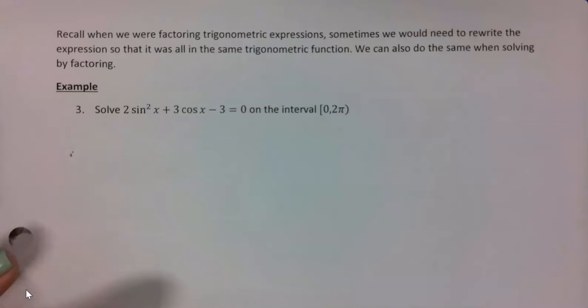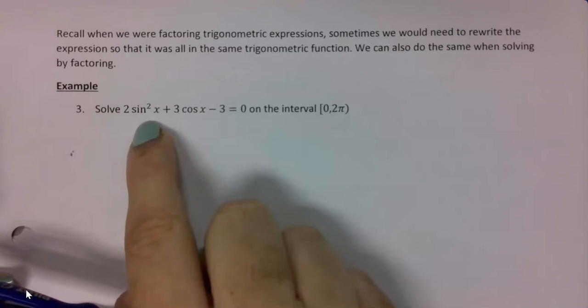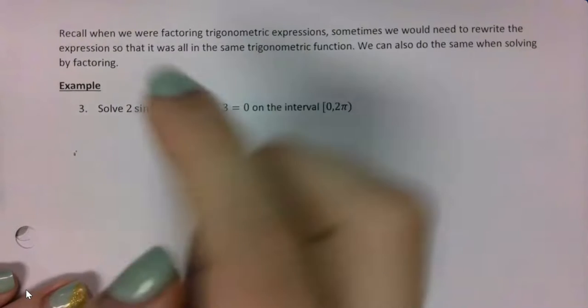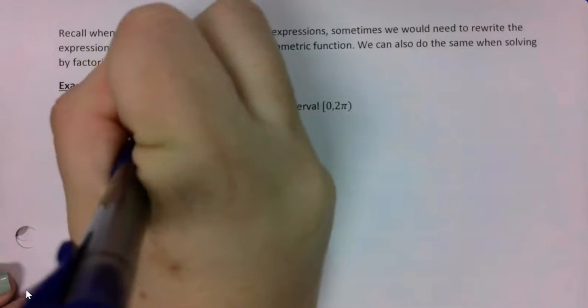Okay, so number 3, same idea, but, oh, I didn't unfreeze my screen. Same idea, but notice on this one, what's wrong? We had a problem like this when we were factoring. Yeah, I have different trig functions. Before I do anything, I need to make them the same. So I always want to change the one that's squared, because I have an identity for that, the Pythagorean identity. So I'm going to rewrite this as 1 minus cosine squared.